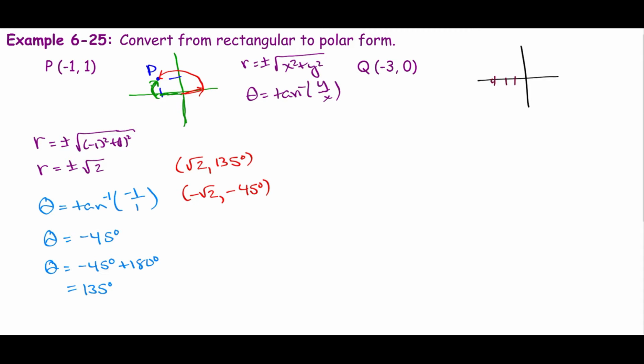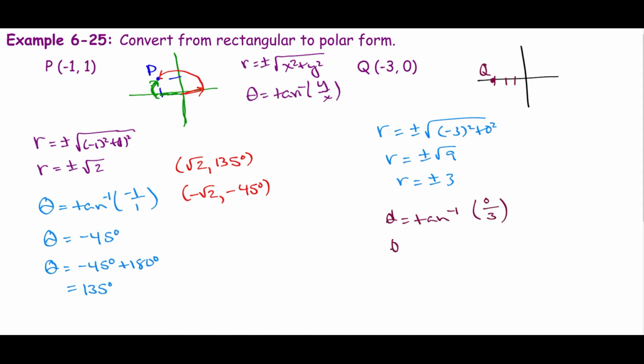All right, so our second example, we have the point -3, 0. Here I'm actually on the axis, so I'm right here. Again, I'm going to start with r is equal to plus or minus the square root of -3 squared plus 0 squared. So r is plus or minus the square root of 9, so r is plus or minus 3. Then theta is inverse tan of y over x, so 0 over -3. So theta is the inverse tan of 0.